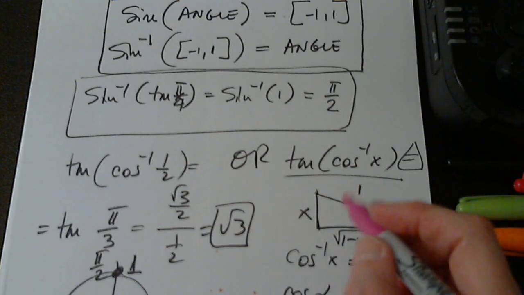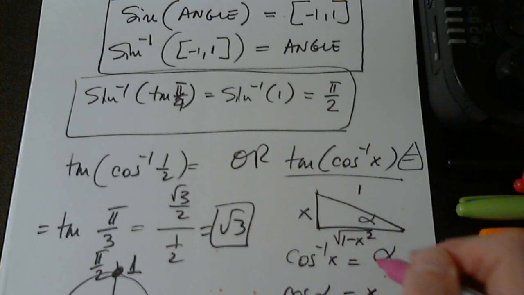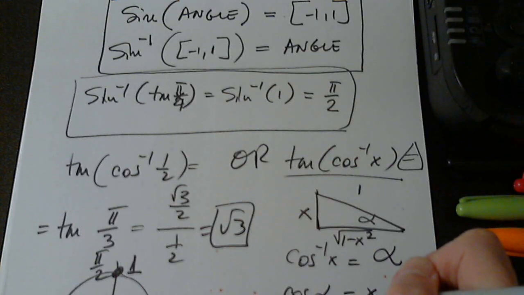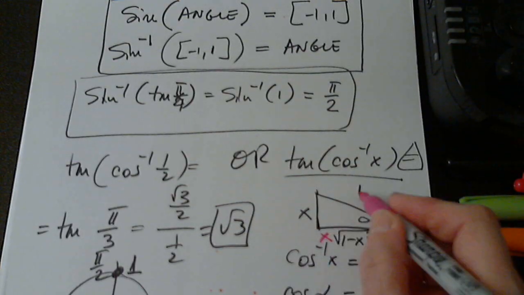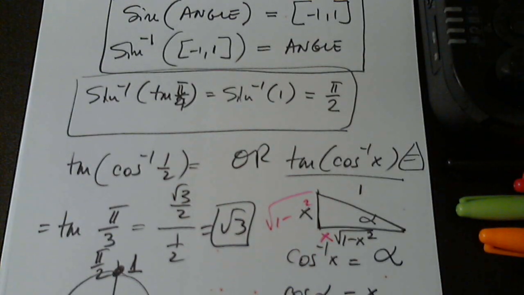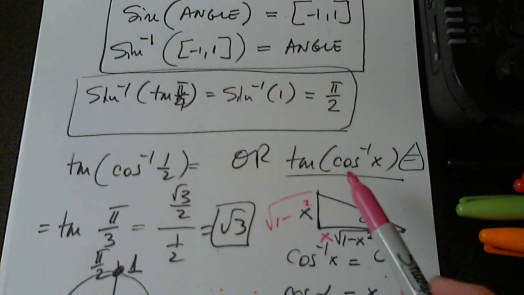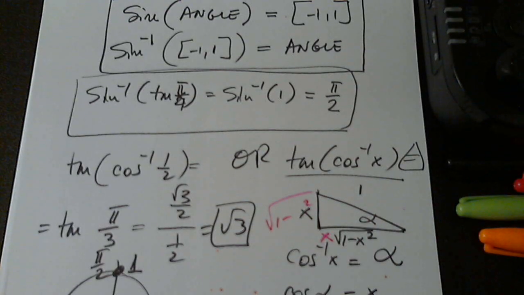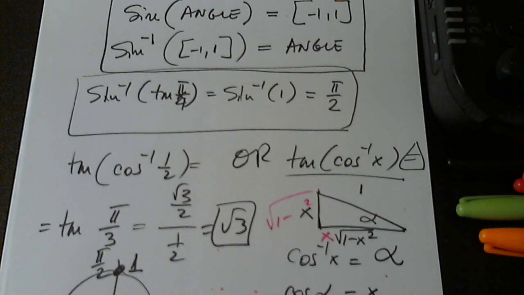Stop rushing, Monica. So x over 1. X over 1. So tangent is this over this. So I have 1 minus. Thank you so much. Cosine is the adjacent. Thank you, Blake.